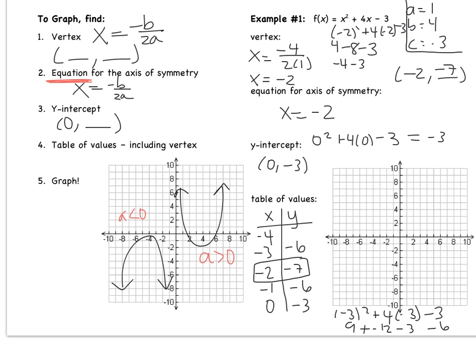Okay, now here's what you should notice. These two values were the same. That should be the case with a parabola. A parabola is symmetric. That means these two values are also going to be the same. So this is going to be negative 3.